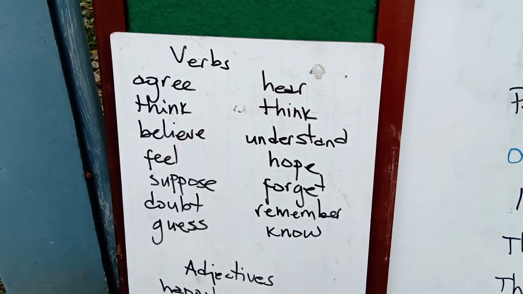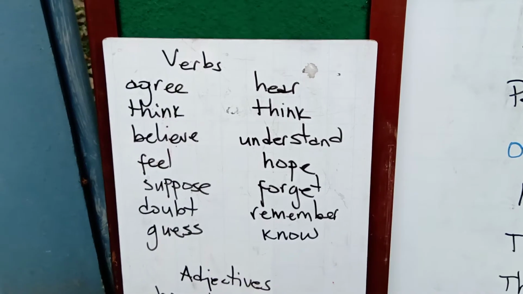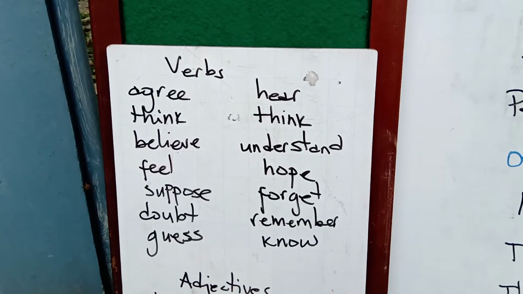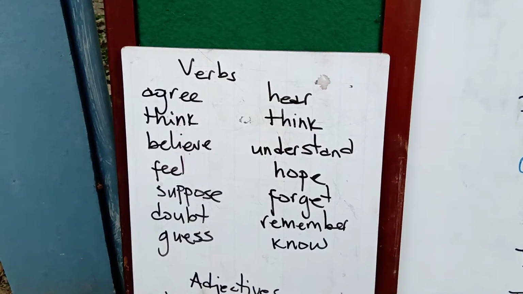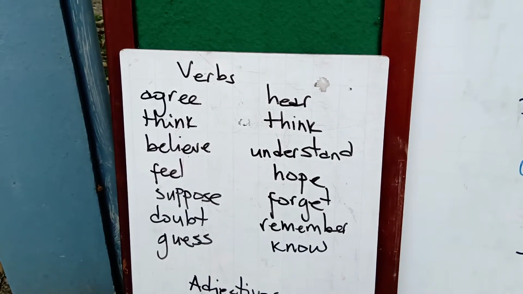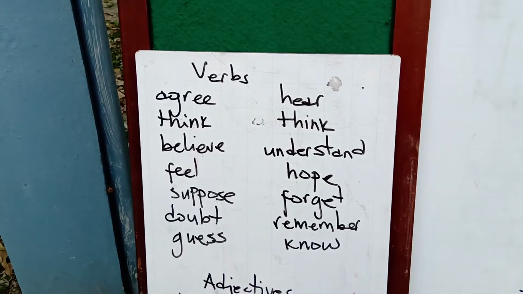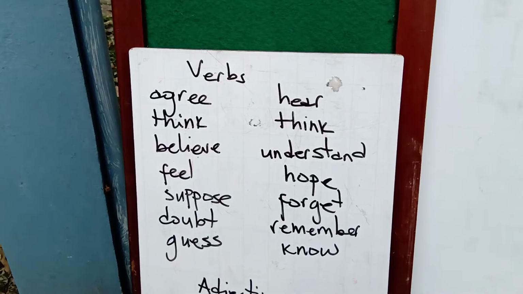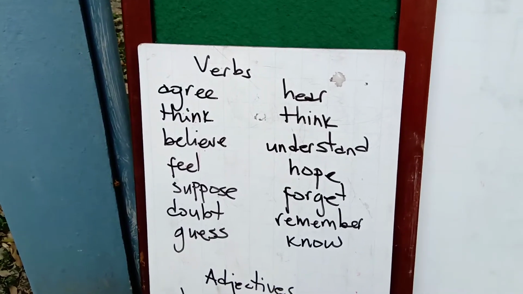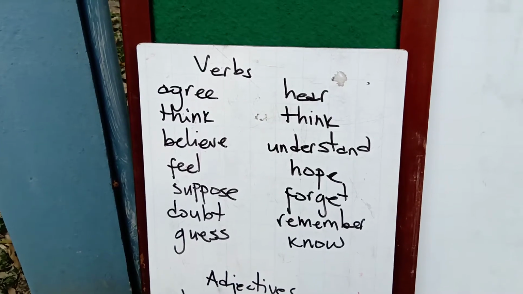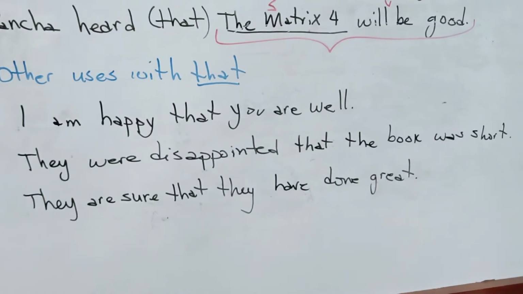Now, these are the verbs that you can use to give opinions. You have more in Grammar Booster. There are more there. Agree, think, believe, feel, suppose, doubt, guess, hear, think, understand, hope, forget, remember, know. As you can see, these are mental activities, and we use them to express what we think. Now, we can have other uses with that.